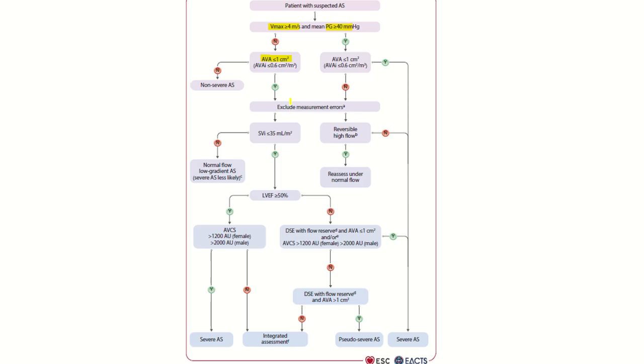The next step is to exclude measurement errors and go directly to the stroke volume index. A stroke volume index below 35 will mandate evaluating the left ventricular ejection fraction. Why? To exclude the effect of left ventricular ejection fraction as a contributor to these low pressure gradients. So, back to our question.